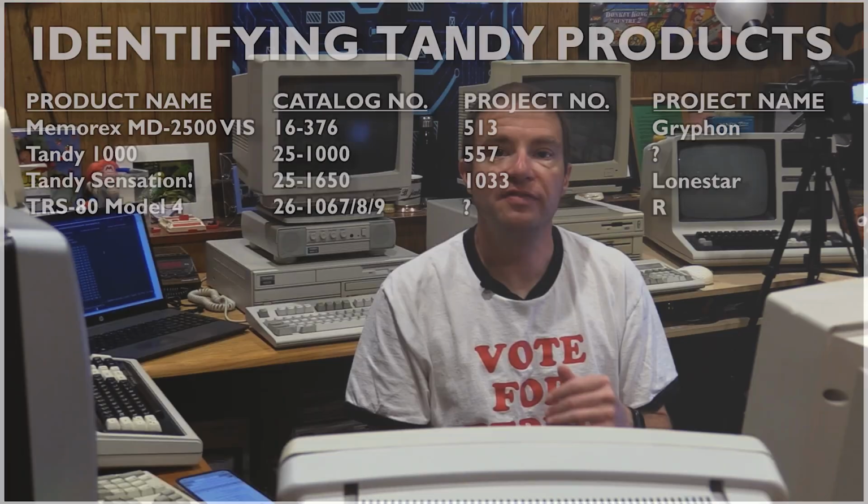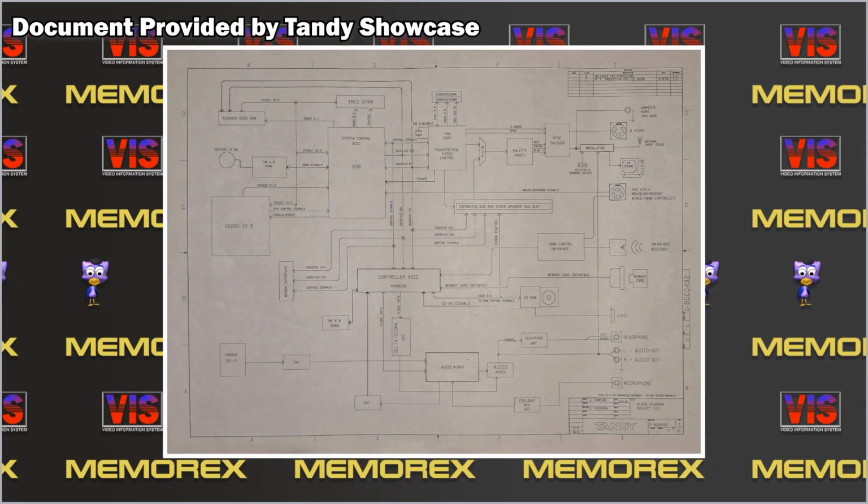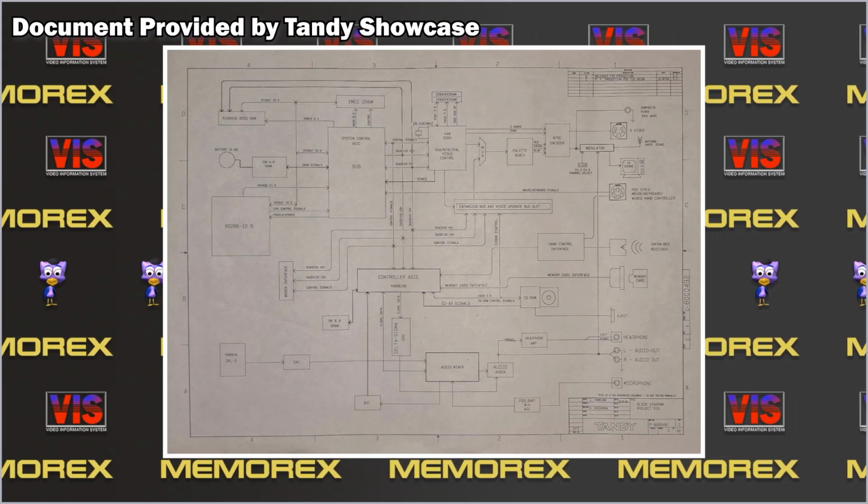So as we start our dive into the VIS, let's take a look at a block diagram of the VIS. And with this up on your screen, we have a pretty good idea of what the VIS was to look like, at least logically from a high level.